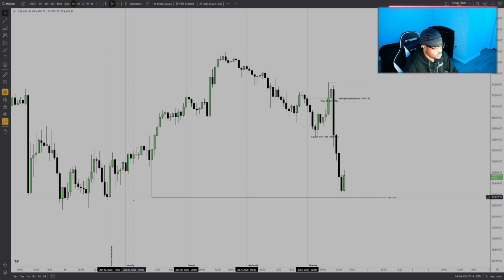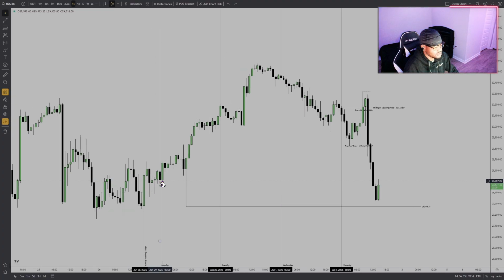So on Sunday, we ended up opening here. This ended up creating the low of the week on Sunday. Monday after midnight, price did what? Rallied. 9:30, typically where you always see the bigger moves of the market. The range is being created 9:30, 10 o'clock.